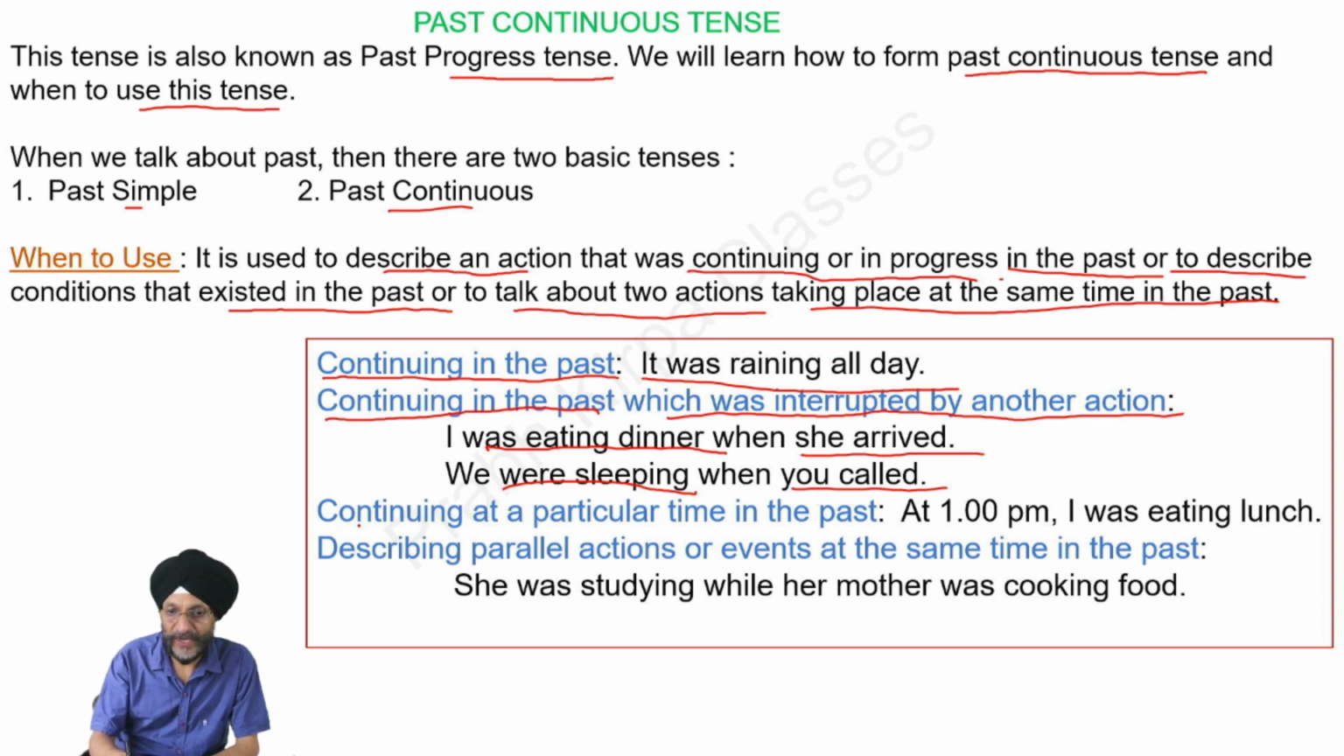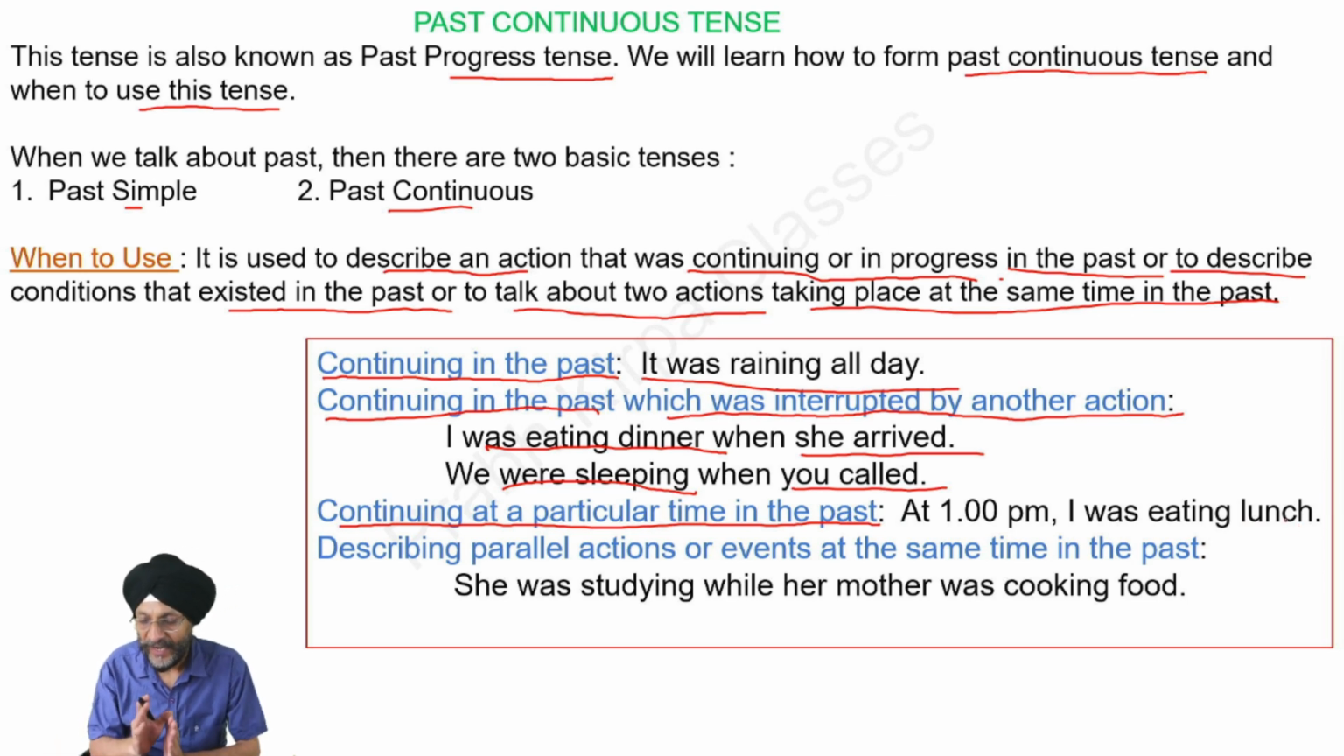This tense may also be used to talk about an action continuing at a particular time in the past. For example, at 1 p.m. I was eating lunch. That is, at 1 o'clock I was doing some action, that is, I was eating lunch at a particular time in the past.